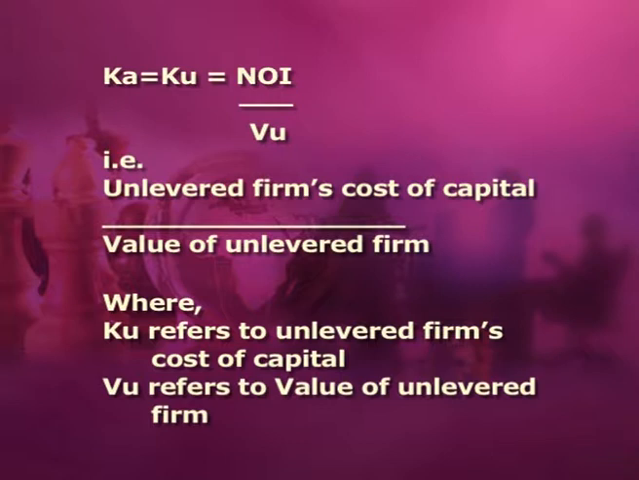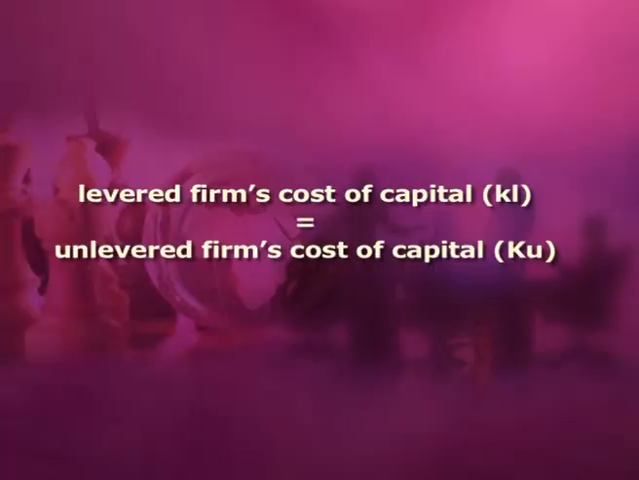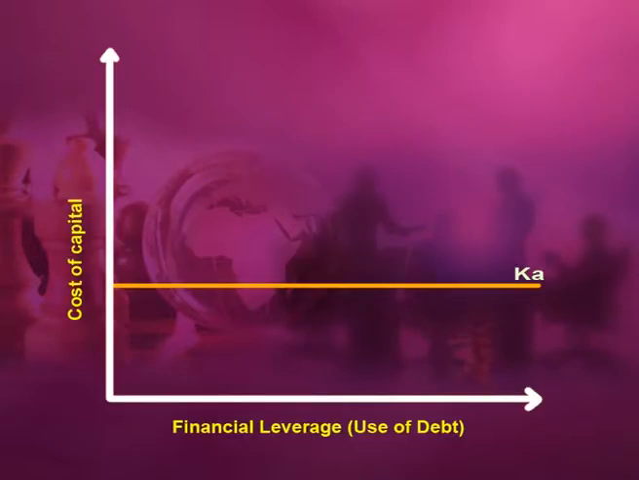Since the values of the levered and unlevered firms and their net operating income do not change with the change in the financial leverage, the weighted average cost of capital for two firms, levered and unlevered, in the same business risk will be the same and equal to the opportunity cost of capital. Thus, the levered firm's cost of capital KL is equal to the unlevered firm's cost of capital KU. This is explained with the help of a diagram.